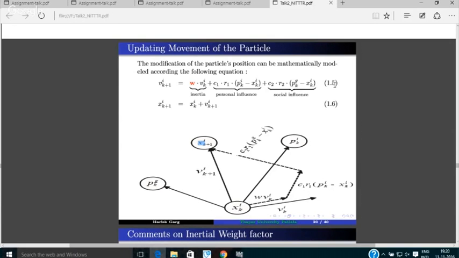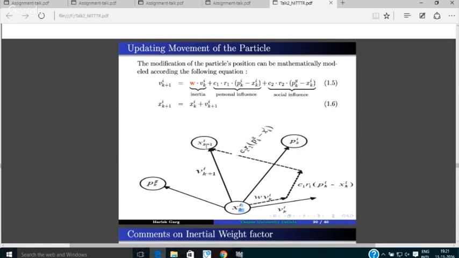Okay. So then 1.6 is my position update, because you are starting from xki and reaching at this point. So this distance: the initial plus the movement distance. So xki plus vki is my new updated equation. Clear? So 1.5 is my velocity update and 1.6 is my position update equation.